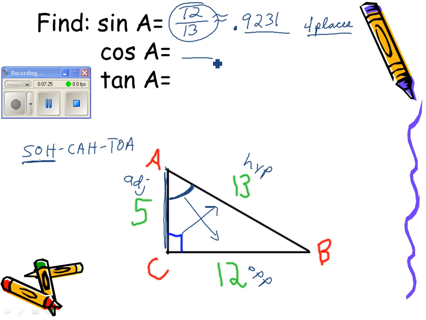Cosine, if we look back here, adjacent and hypotenuse. So we look for the adjacent leg, which is 5, and the hypotenuse, which is 13. Again, that won't reduce any. This little symbol again, I should use that. It means approximately. When you have the wavy equal sign, it means approximately. 5 over 13, just take your calculator and divide it. 5 divided by 13. Go out 4 places, you get 0.3846.